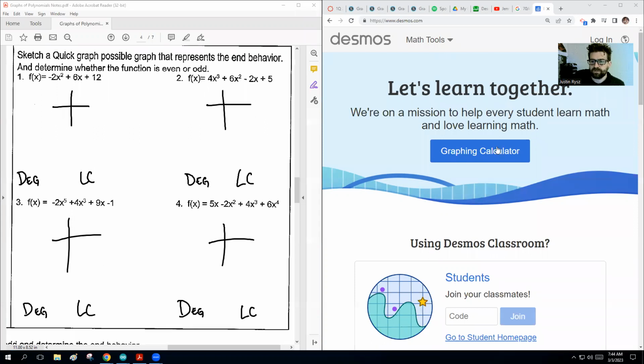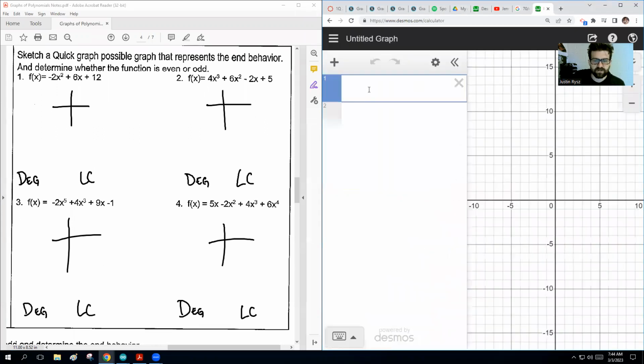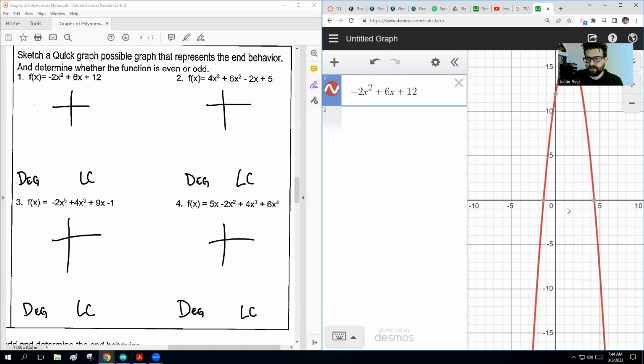Alrighty, so graphing calculator here. Let's do the first one. We got -2x squared plus 6x plus 12. That looks like an upside down parabola. I'm just going to add that into our sketch of our notes here, like that.